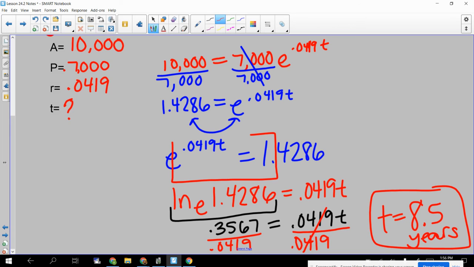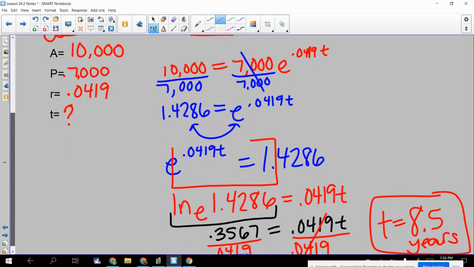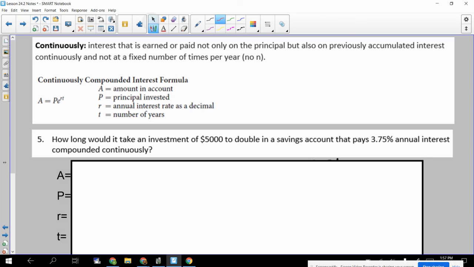Okay, so this one, like I said, a little bit more complicated, but you can still handle it. It's all things we know how to do. You're plugging in what you know. Then you're solving an exponential equation using logarithms, which we've done. Okay, so on this next page, I want you guys to try one just like it.